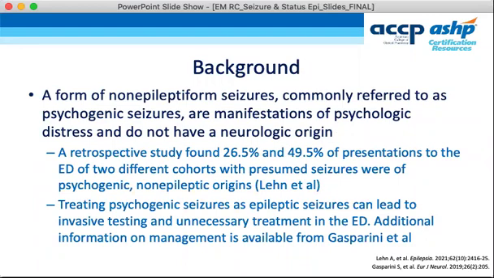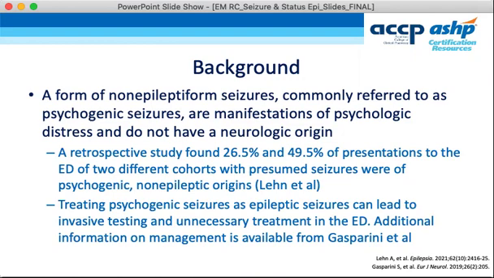Something that we should also discuss that you will sometimes see is non-epileptiform seizures, sometimes commonly referred to as psychogenic seizures, although non-epileptiform would be the preferred terminology. These are manifestations of psychologic distress and do not have a neurologic origin. One retrospective study found 26.5 and 49.5% of presentations to the ED of two different cohorts with presumed seizures were of psychogenic or non-epileptic origins. Treating non-epileptiform seizures as epileptic seizures can lead to invasive testing and unnecessary treatment in the ED.